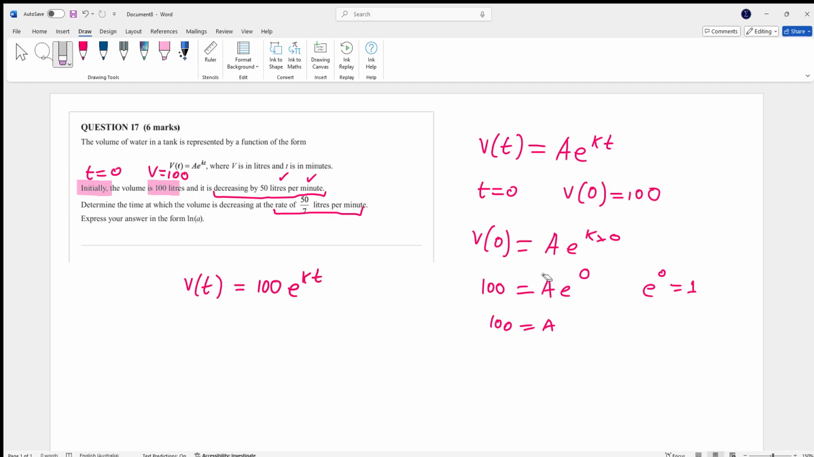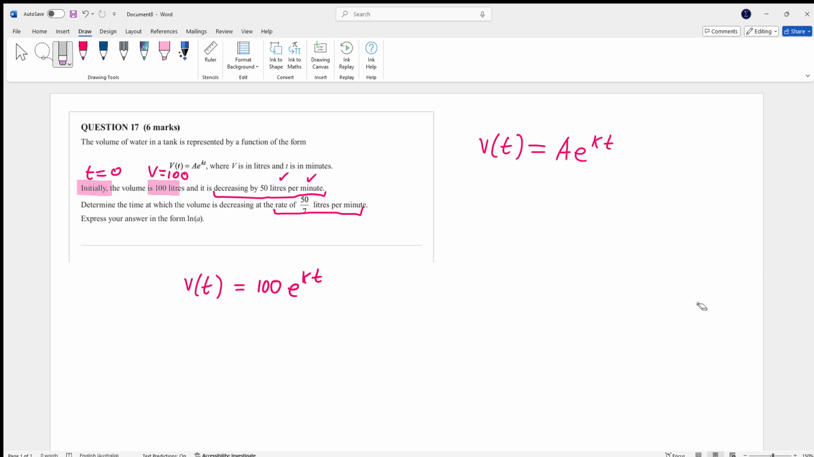Now, we need to work out what k is in order to answer the rest of this question. They told us at the start it's decreasing at 50 liters per minute. So what that means is when t is equal to 0, dV/dt, or V dash of t, is equal to negative 50. The reason I put negative is because it's decreasing, so the sign is very important here.